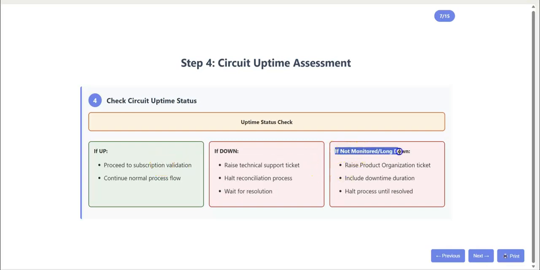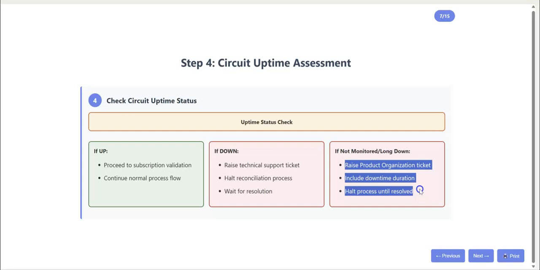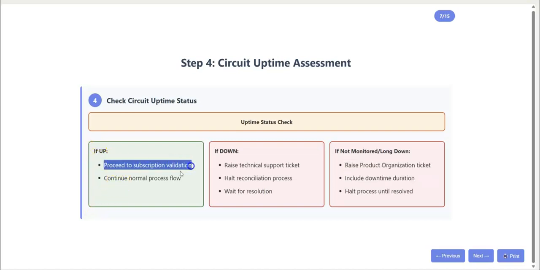If it's not monitored or has been down for a long time, we're going to raise a ticket for the product org to investigate this and make sure that we can bring the circuit back online before we can do anything else. Otherwise, if it's up, we can continue with our process.